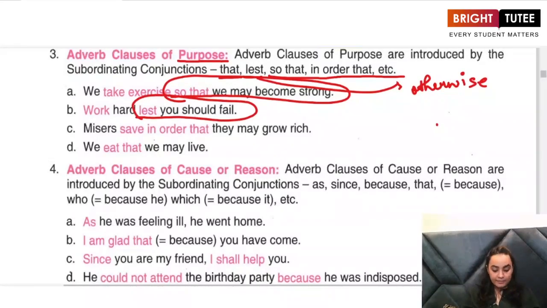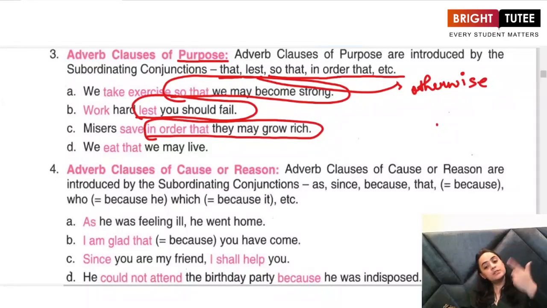Misers save in order that they may grow rich. Misers are those people who spend every penny of money after a lot of thinking. Okay, so what is the purpose for the saving of the misers? In order that they may grow rich. They save because they think that this way they will grow rich. So we know the purpose of the savings of the miser.